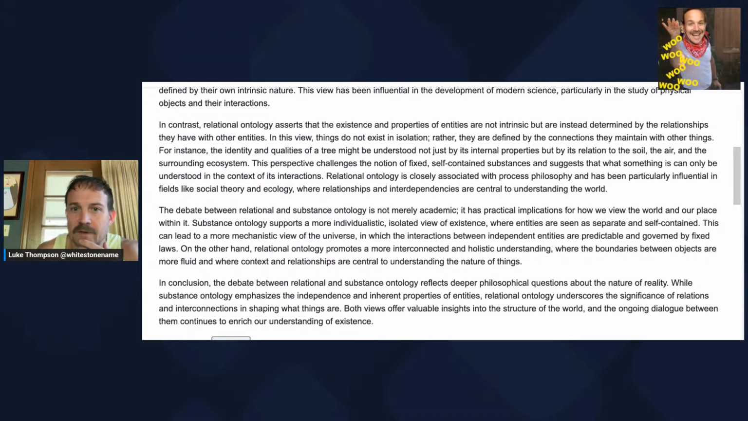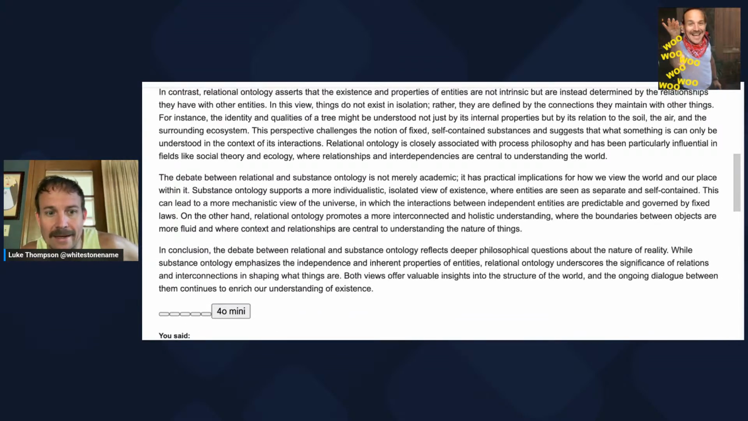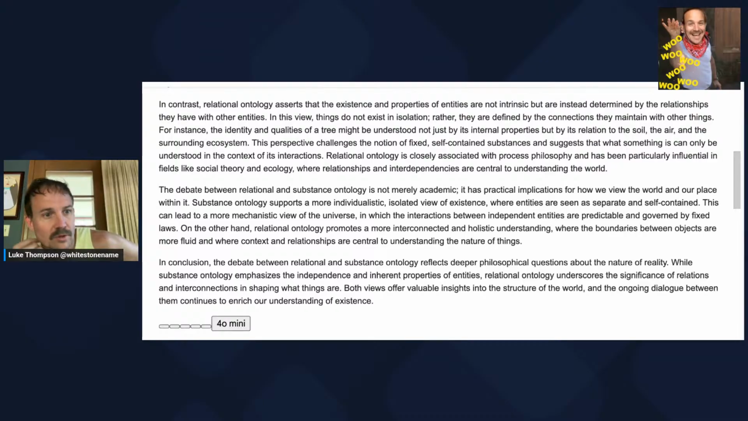This perspective challenges the notion of fixed, self-contained substances and suggests that what something is can only be understood in the context of its interactions. Relational ontology is closely associated with process philosophy and has been particularly influential in fields like social theory and ecology, where relationships and interdependencies are central to understanding the world. The debate between relational and substance ontology is not merely academic. It has practical implications for how we view the world and our place within it. Substance ontology supports a more individualistic, isolated view of existence, where entities are seen as separate and self-contained. This can lead to a more mechanistic view of the universe, in which the interactions between independent entities are predictable and governed by fixed laws.